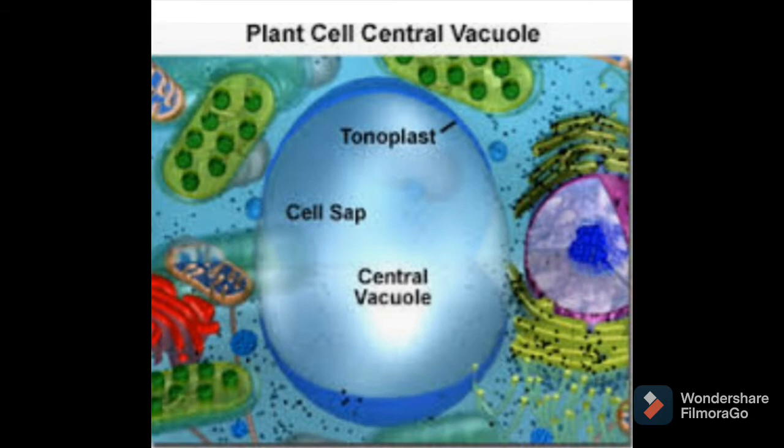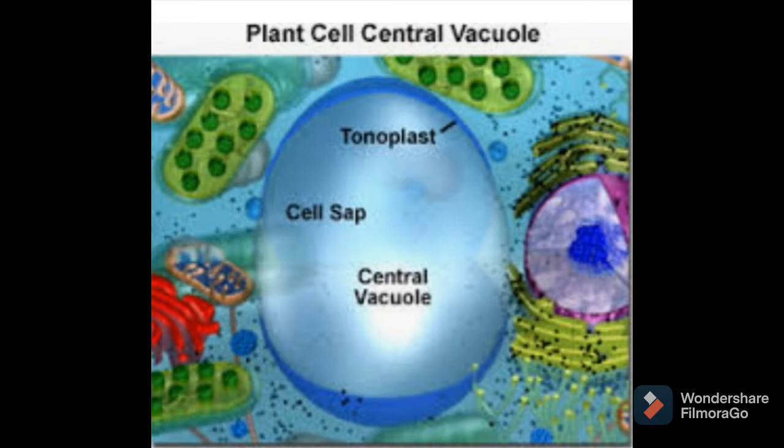What is meant by a selectively permeable membrane? Selectively permeable membranes allow the entry of useful substances only, and they prevent the entry of harmful substances. So the outer membrane of the vacuole is a selectively permeable membrane. Then these vacuoles are filled with a fluid called cell sap. One more new word: cell sap.